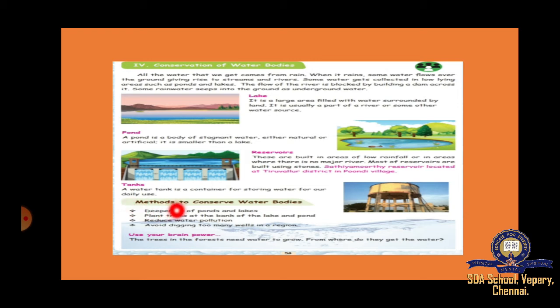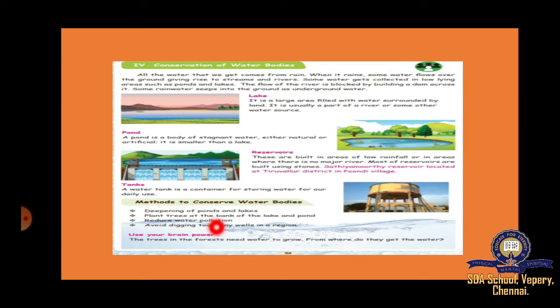Now, methods to conserve water bodies. Conserve water bodies means save and protect water bodies. First, deepening of ponds and lakes. We can deepen these ponds and lakes, which means more water can fill them. Next, plant trees at the bank of lakes and ponds. We have to plant trees like this, so that there will be rainfall.